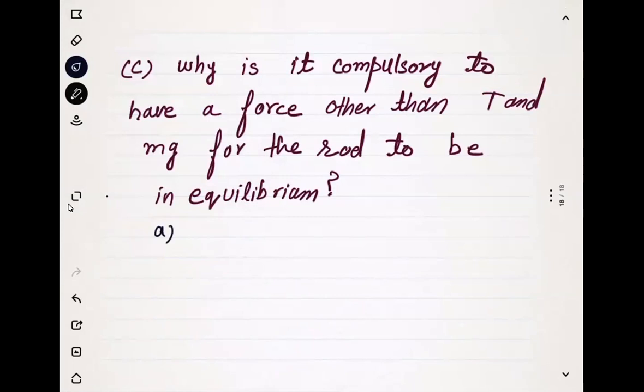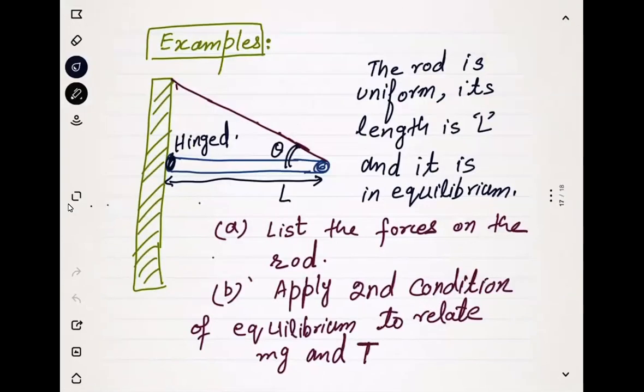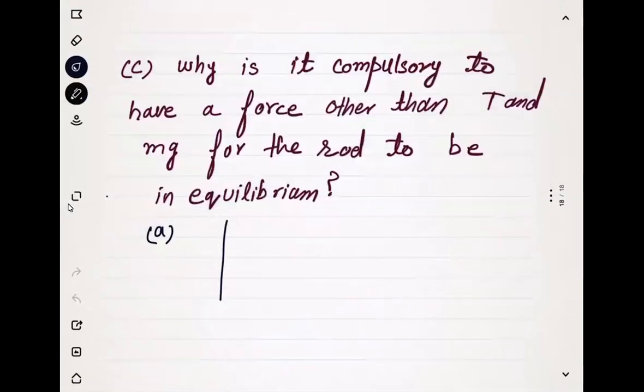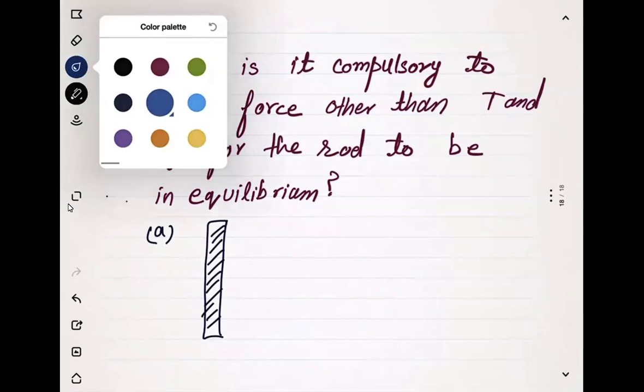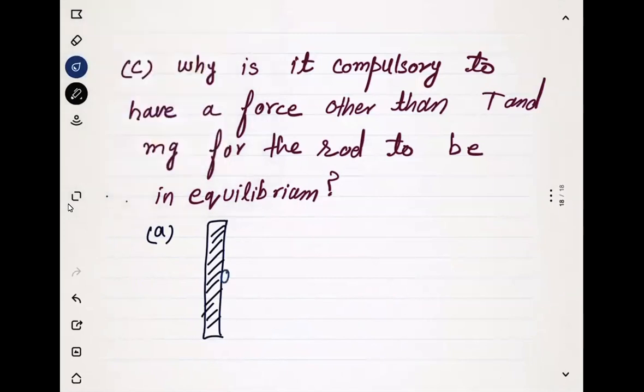The first part of the question is about listing the forces. So if we list the forces, this was the wall, and then this was the rod. This is the wall, this is the rod.